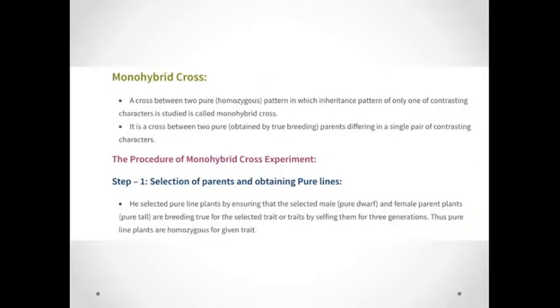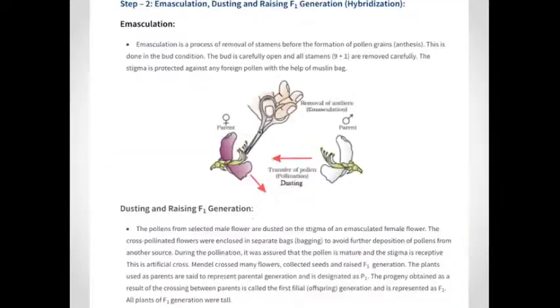A cross between two pure parents in which the inheritance pattern of only one of the contrasting characters is studied is called a monohybrid cross. It is a cross between two pure parents differing in a single pair of contrasting characters. First, in this monohybrid cross, you have to select your parents and obtain pure lines. He selected pure lines of plants, ensuring the selected male and female plants are breeding true for the selected traits.